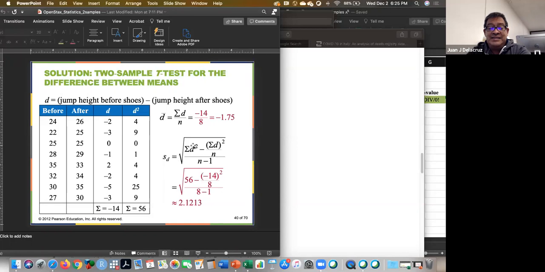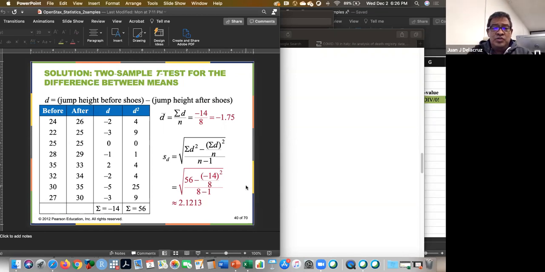For example, in this case, this is the summatory of all the differences squared. So we take the differences, we square them, and then we sum all of them. Here is the summatory of all the differences, and then we square that number, right? So this formula is not complicated, but has so many layers. That's the reason I always like to use Excel.